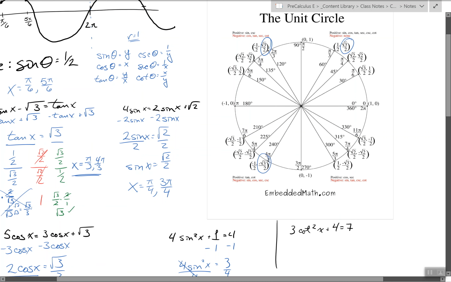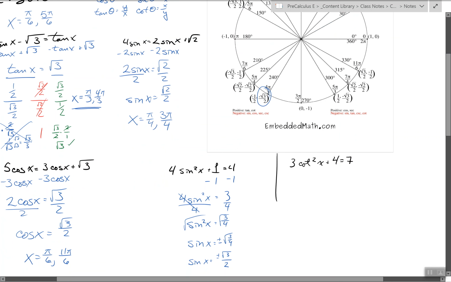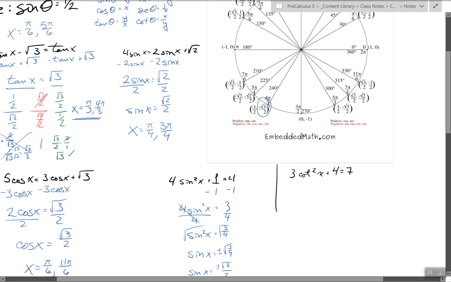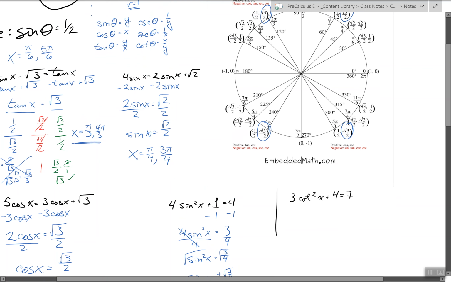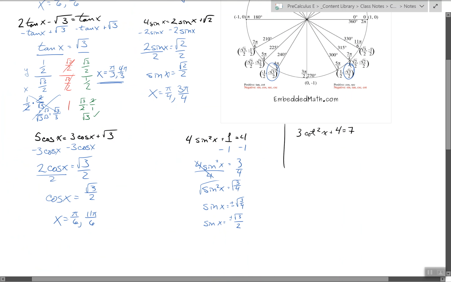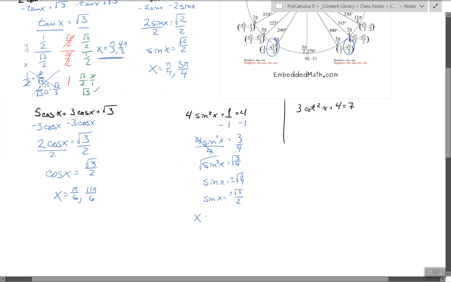Third quadrant here, it's negative square root of 3 over 2, but we are allowed to have negatives now that we did a square root. And finally, in the fourth quadrant, we see negative square root of 3 over 2. So all 4 of the quadrants produce an answer for us. We have 4 solutions this time at the pi over 3 angles. So our answers are pi over 3, 2 pi over 3, 4 pi over 3, and 5 pi over 3.